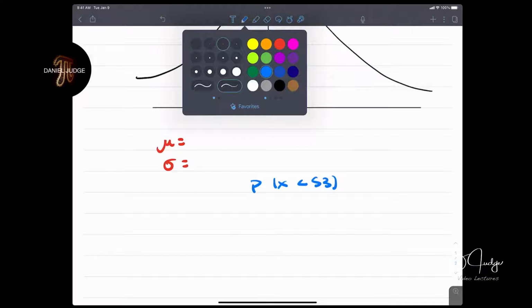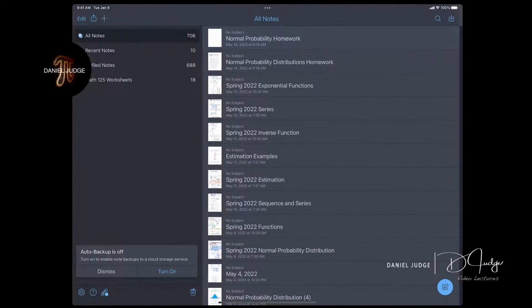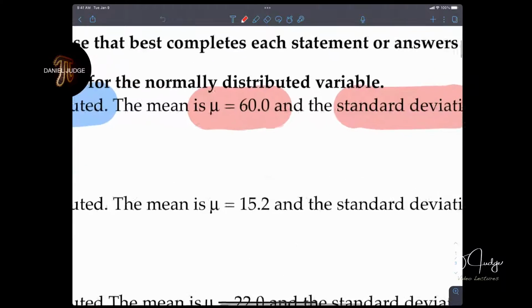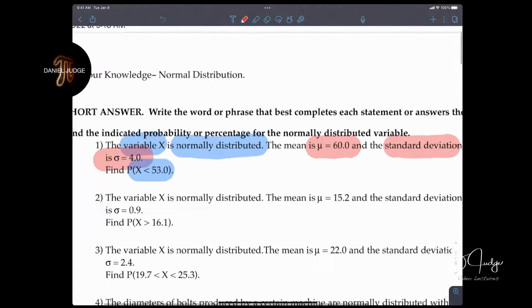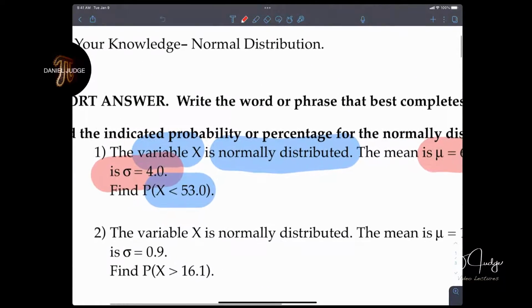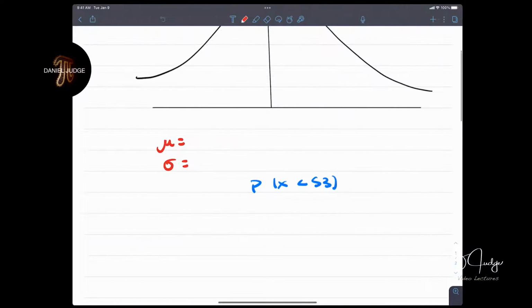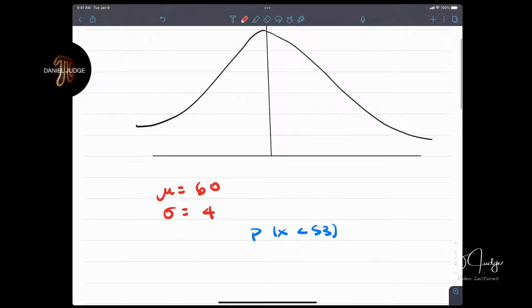Now, I believe the mean was 60. But if you have to go back and you say, yes, the mean is 60, standard deviation 4. Okay. So your mean is 60. Standard deviation is 4.